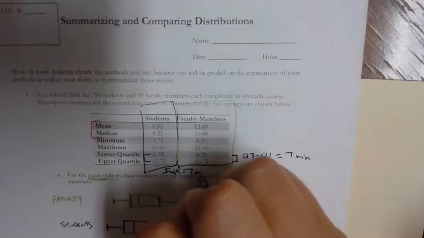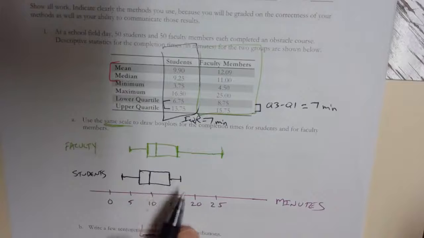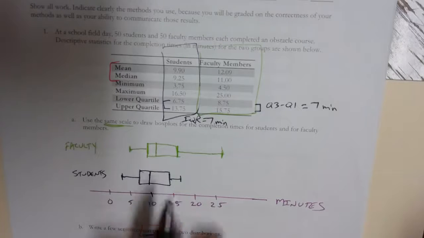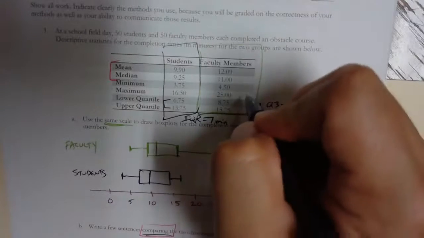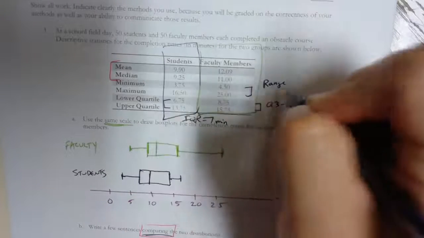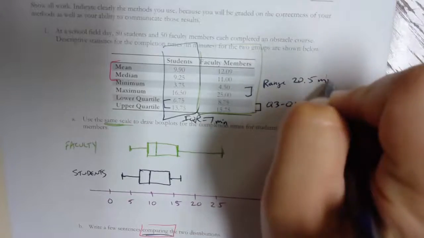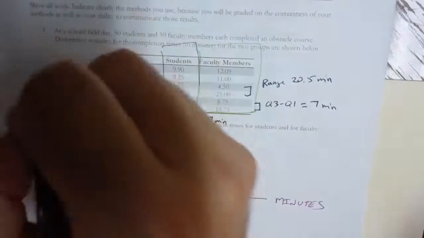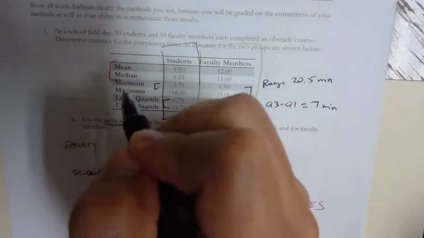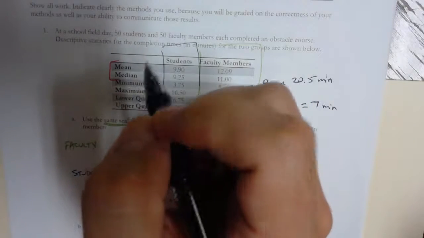They're both 7 minutes. My box plots aren't perfect to scale, but you can see in the box plot that they're about the same, and they should be. They're 7 minutes in both cases. Now the range is definitely not the same here. The range is much greater for the faculty. The range for faculty is 20.5 minutes, and the range for the students is 16.5.